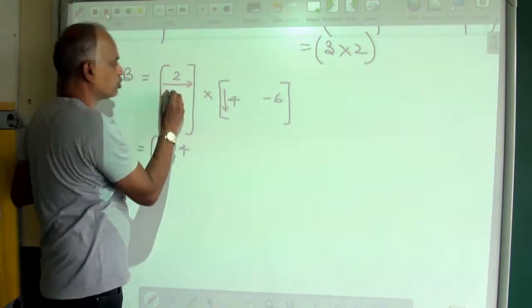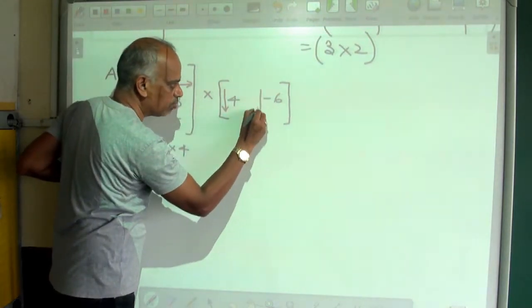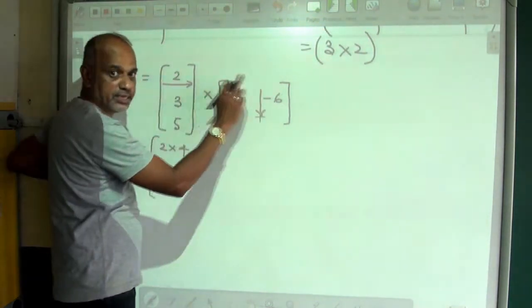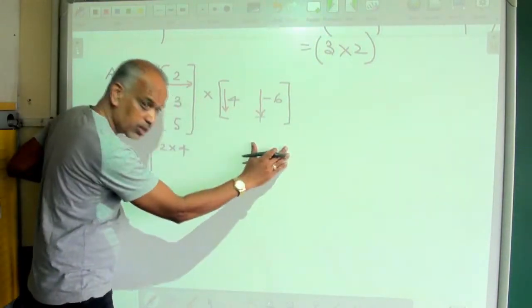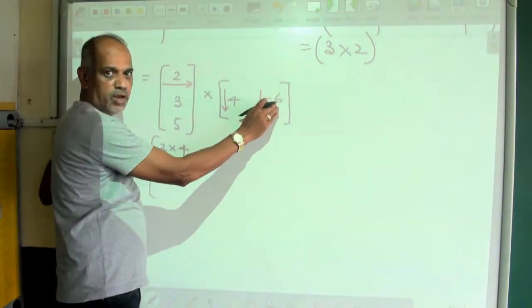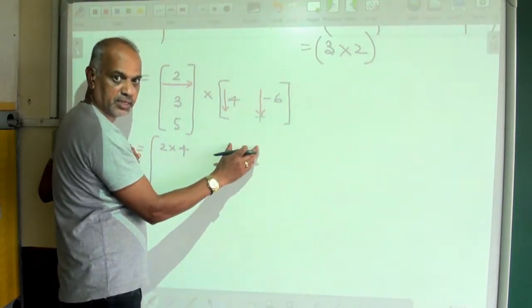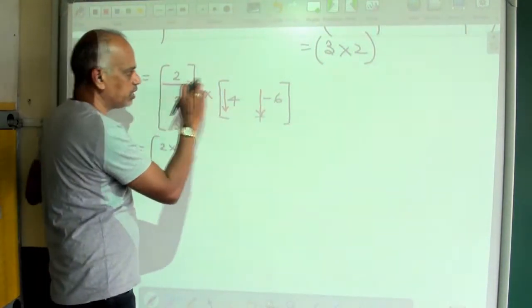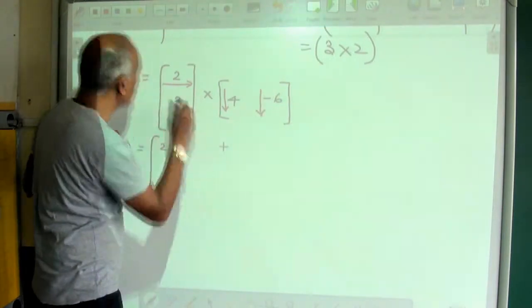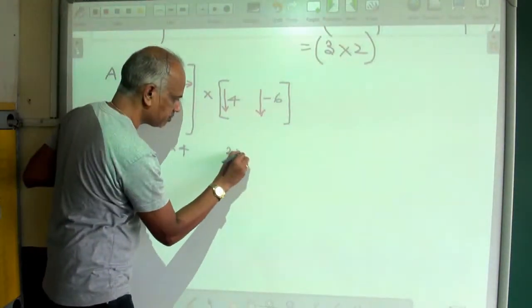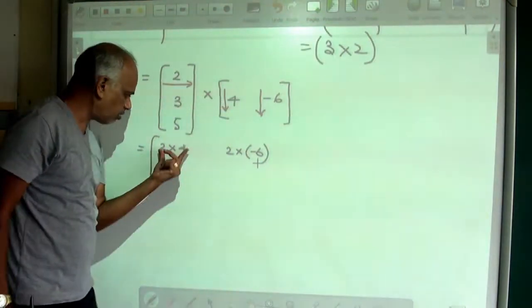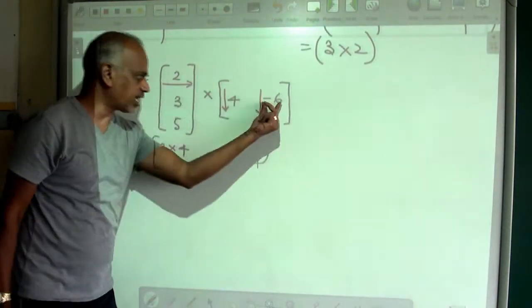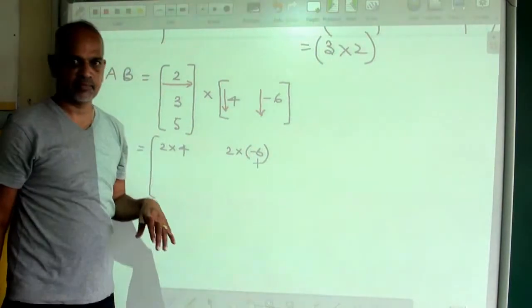Next, first row with second column you have to multiply. First row with second column. Because you are using the first row, the answer must be in the first row. Because you are using the second column, the answer must be in the second column here. Okay. So 2 into minus 6. So first row with first column we multiply here. First row with second column we multiply and wrote it here.